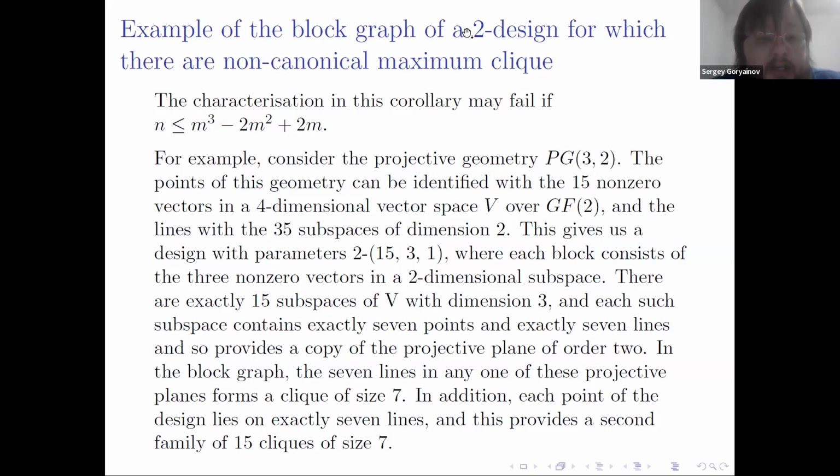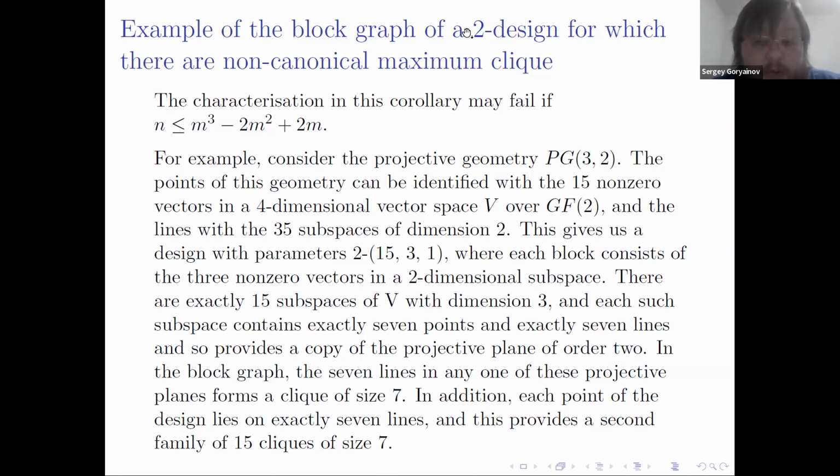This gives us a design with parameters 2, 15, 3, and 1, where each block consists of the 3 non-zero vectors in a 2-dimensional subspace. There are exactly 15 subspaces of V with dimension 3, and each such subspace contains exactly 7 points and exactly 7 lines, and so provides a copy of the projective plane of order 2. In the block graph, the 7 lines in any one of these projective planes form a clique of size 7.